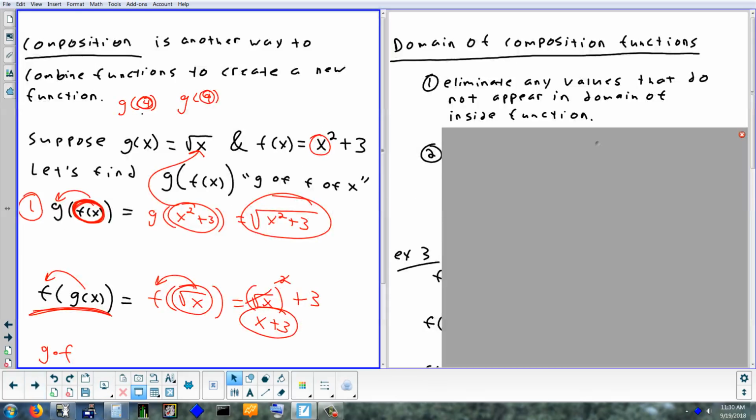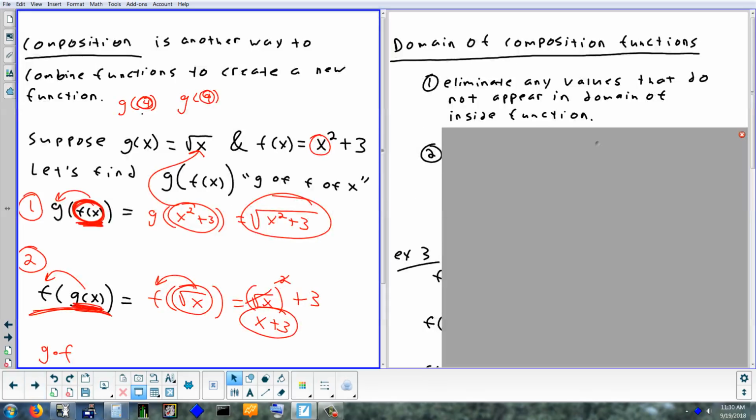This was our first example. f of x is on the inside. In our second example, g of x was on the inside. So look at the inside function and ask yourself, are there any problems with the inside function? Are there any values there that I have to make sure I rule out? And there's 2 things you want to look for.